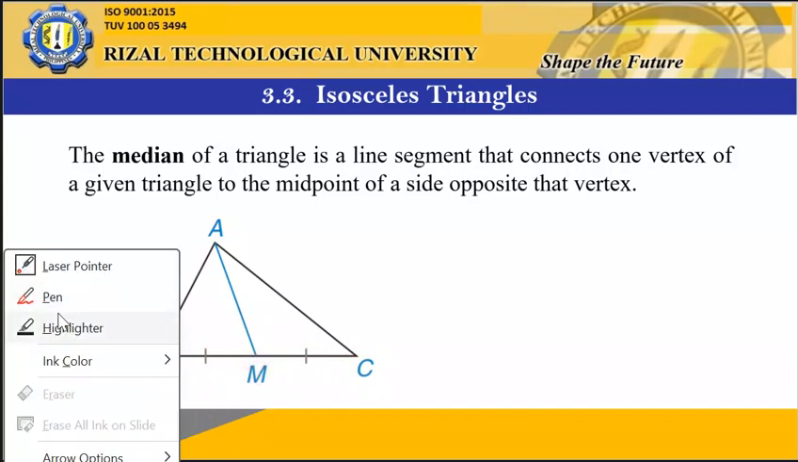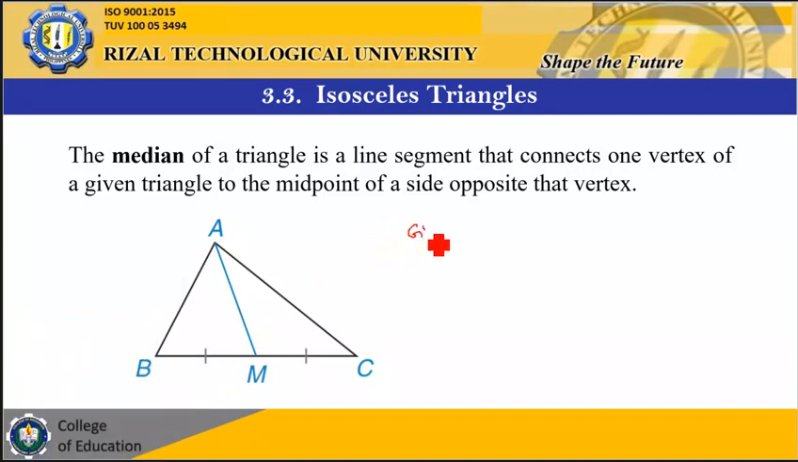So given that AM is the median of triangle ABC, we can say that the median of a triangle acts like a bisector, because it has to pass through the midpoint of the side that is opposite the vertex. But again, it is not the bisector of a segment.